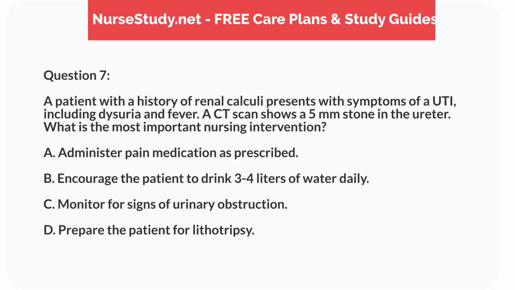What is the most important nursing intervention? A. Administer pain medication as prescribed. B. Encourage the patient to drink 3 to 4 liters of water daily. C. Monitor for signs of urinary obstruction. D. Prepare the patient for lithotripsy.